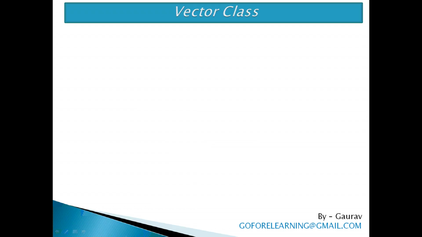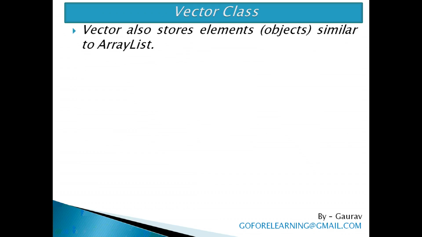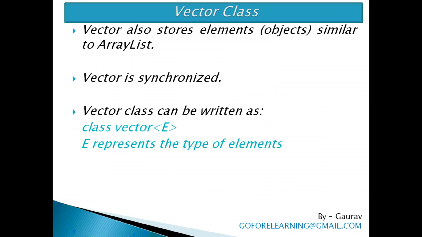Another is the Vector class. A vector also stores element objects similar to ArrayList, but vector is synchronized. It means even if several threads act on a vector object simultaneously, the result will be reliable. The Vector class can be written as class Vector<E>. Here E represents the type of elements. For strings, Vector<String> v = new Vector<String>().